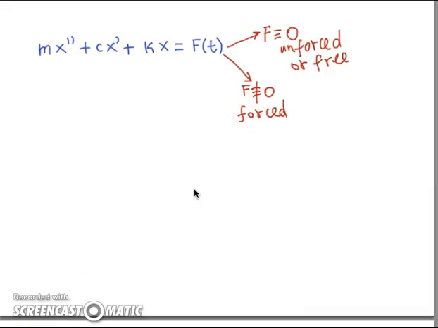On the other hand, if that external force is a function that is not identically equal to 0, the system is then dubbed forced. On the other hand, if this coefficient c, this parameter c, is equal to 0, that means that the second order equation has only the second derivative and the function. There is no first derivative. If c equals 0, then the system would be considered undamped, okay?